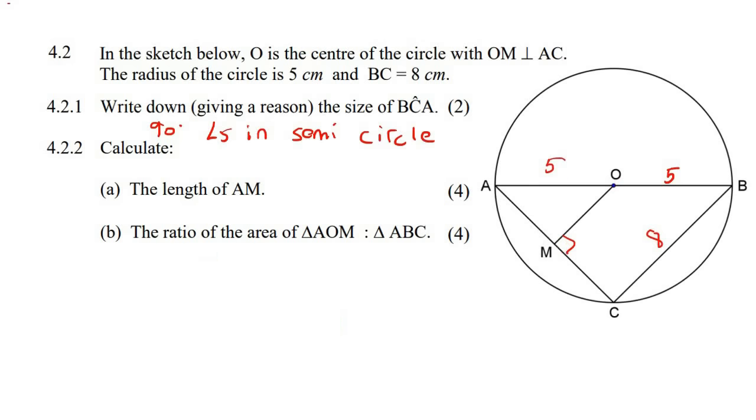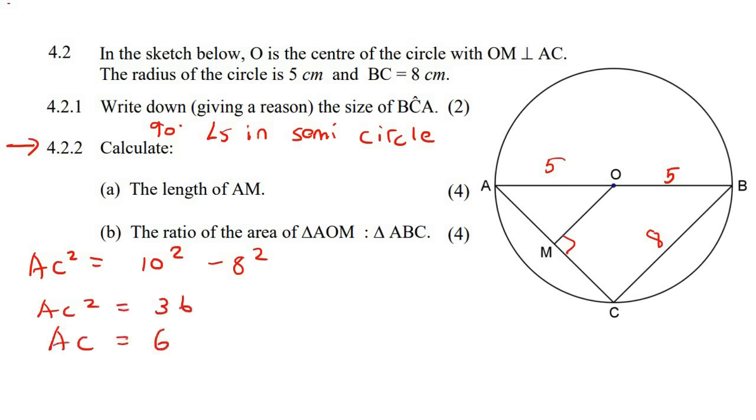This question says, calculate the length of AM. Well, what we can do is we can use Pythagoras over here, which would help us to find this whole length, okay? So we can say that AC squared is going to be 10 squared, because that's 10, minus 8 squared, okay? And so AC squared would then be equal to 36, and so AC would be 6. Okay, so we know that this length is 6.